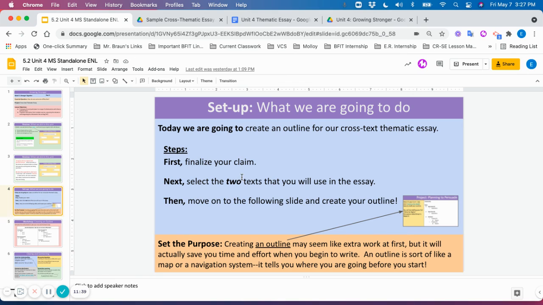jump into this part of the lesson where your students begin to finalize their claims and finalize the text that they'll be using in the writing assignment.